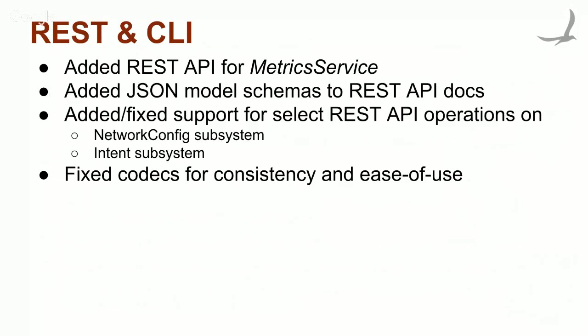Okay. So there were a number of new REST APIs added. Most recently, Jean added one for metric service. We also, Andrea, added support for JSON schemas to be viewable from the Swagger UI, so that you can easily see what the expected produced or consumed JSON is supposed to look like. We've also added additional operations and fixed some existing operations for network config subsystem and for intent subsystem accessibility through REST API. And also we fixed a number of codecs for better representing, let's say, ether types in an easier to read format. And this is just an example. There were a number of fixes to the codecs as well.